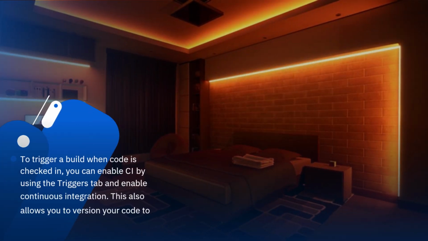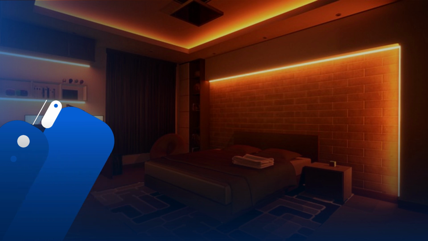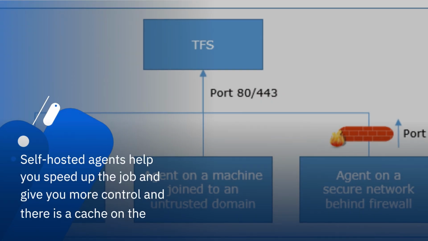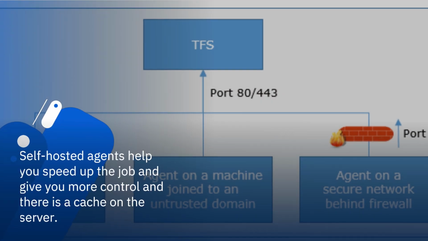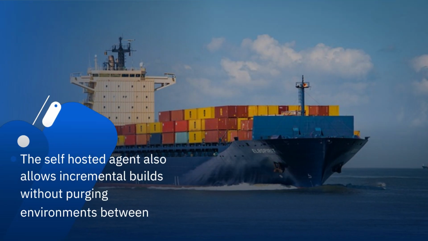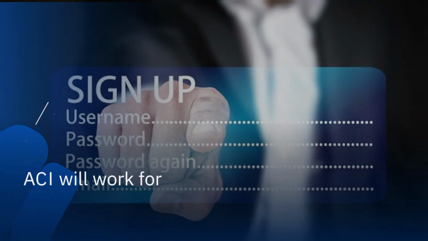To trigger a build when code is checked in, you can enable CI by using the Triggers tab and enable continuous integration. This also allows you to version your code to prevent the configuration of a project from changing over time. Self-hosted agents help you speed up the job and give you more control, and there is a cache on the server. The self-hosted agent also allows incremental builds without purging environments between the pipeline executions.